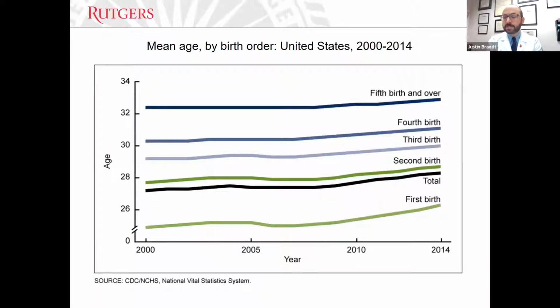This data is shown slightly differently here, mean age by birth order, and we see that the age of first birth has increased dramatically in the 2000s, and as with subsequent or consecutive births, we see that the maternal age is just increasing.